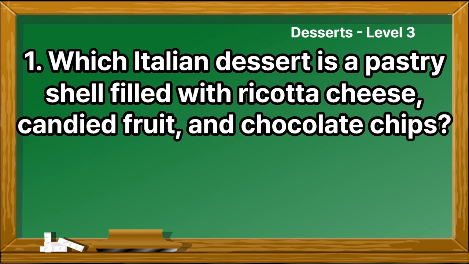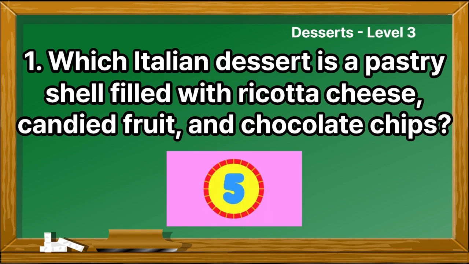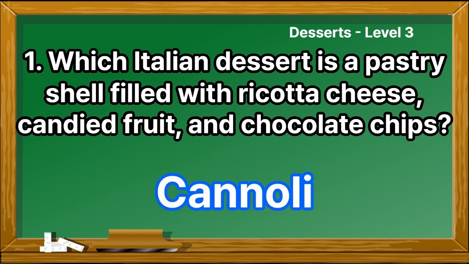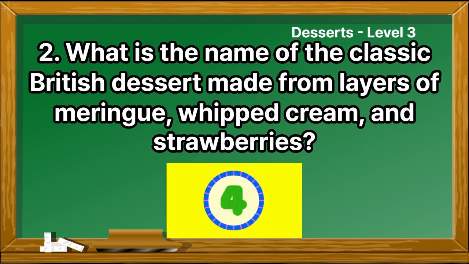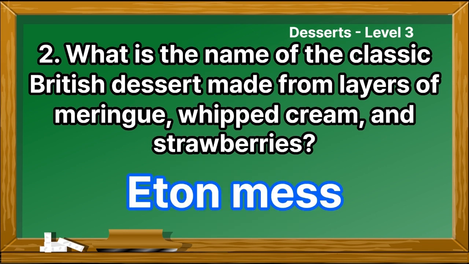Which Italian dessert is a pastry shell filled with ricotta cheese, candied fruit, and chocolate chips? Cannoli. What is the name of the classic British dessert made from layers of meringue, whipped cream, and strawberries? Eton mess.